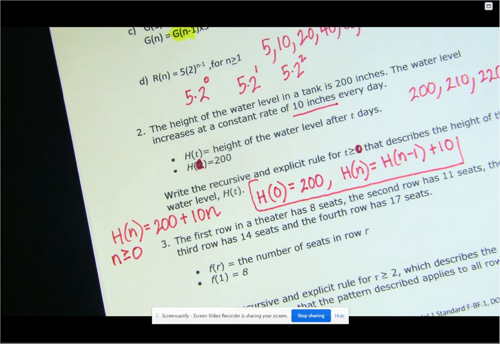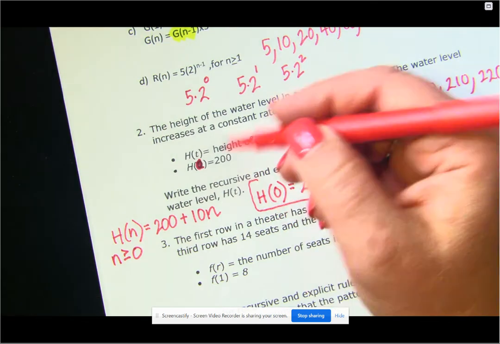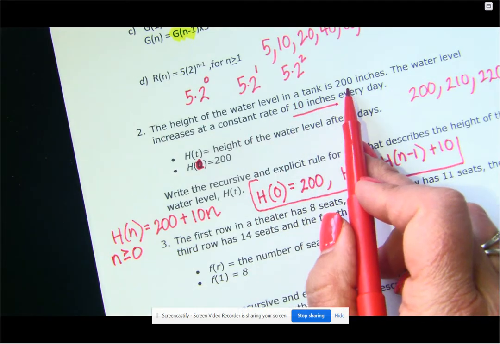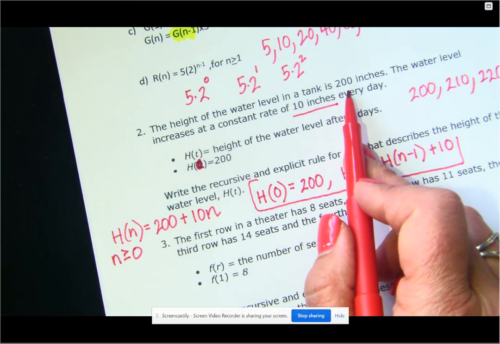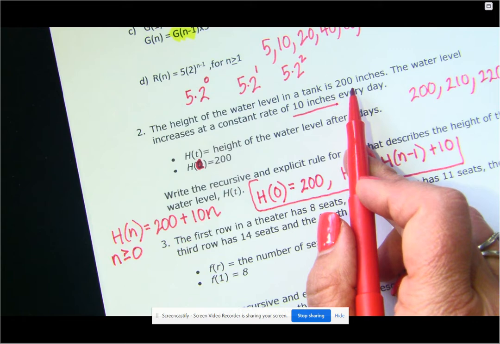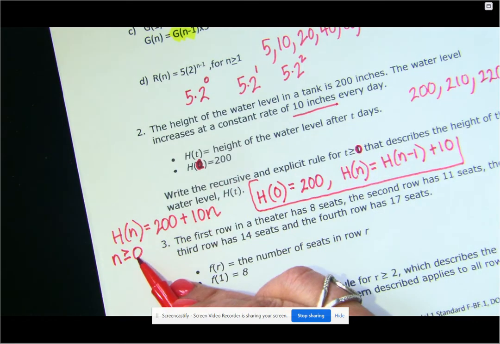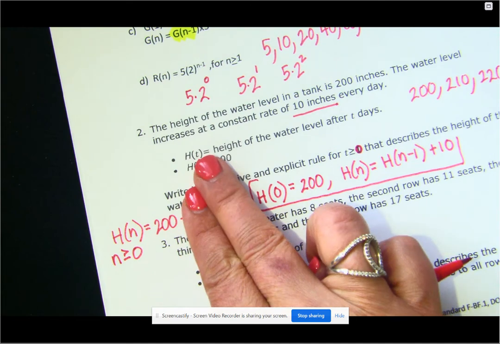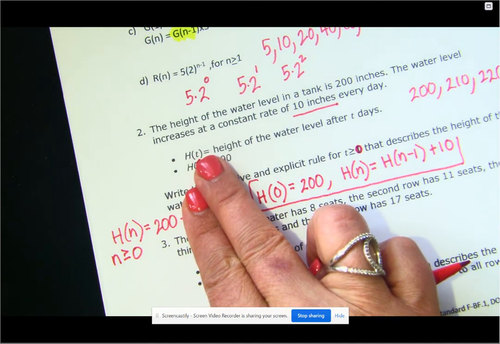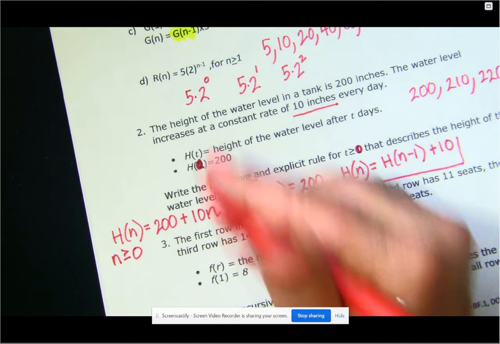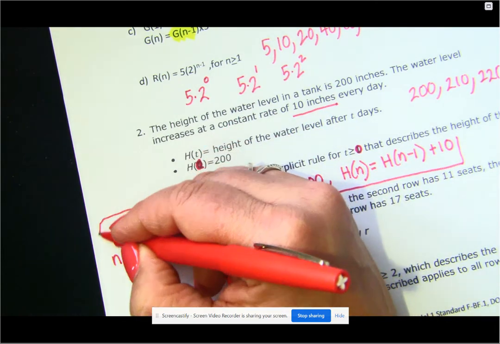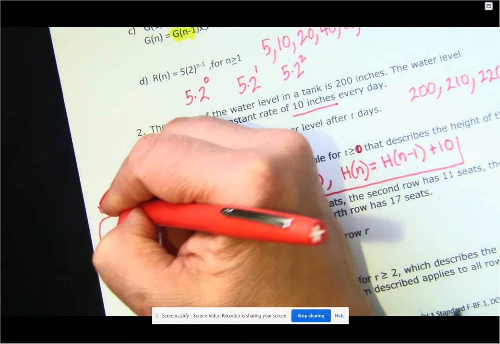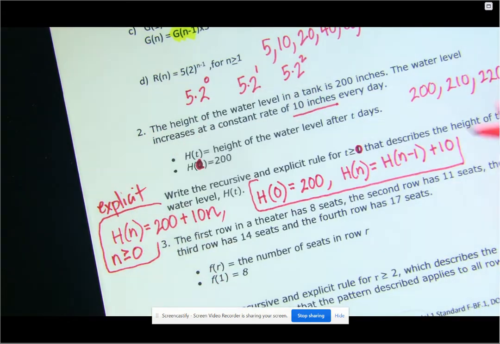Now, in a real life problem, it makes sense to call the first term the 0 term because the water at the beginning was 200. No days had gone by. That was on like the 0 day. So if you can imagine, if I put a 0 in there, 10 times 0 is 0. And so the first term is 200. Then if I put a 1 in, okay, there's my explicit rule. Explicit, recursive.